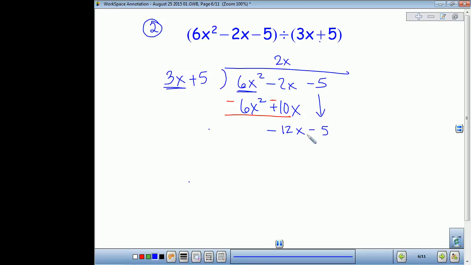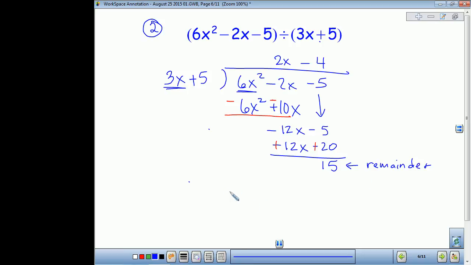Okay, so now we're looking at the 3x and the negative 12x. What do I multiply 3x by so that I have negative 12x? Negative 4. Negative 4 times 3x is negative 12x. Negative 4 times 5 is negative 20. And then I'm going to subtract, and this subtraction is going to change my signs. And so this time, I am left with something. That is my remainder.